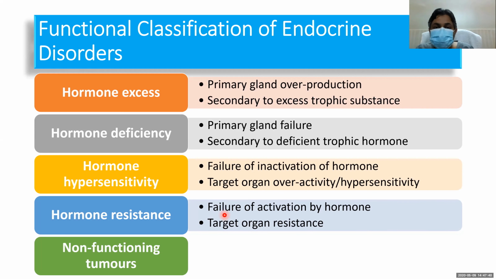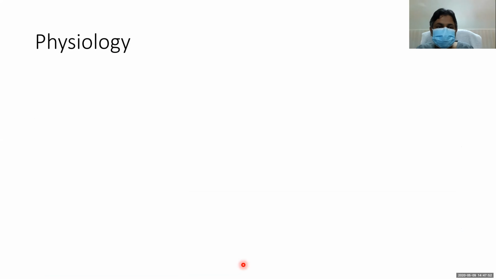And hormone resistance, again, may be because of early inactivation of the hormone, or because of the target organ's resistance due to receptor or post-receptor signaling defects. So the tumors may be benign or malignant. We have already discussed that.